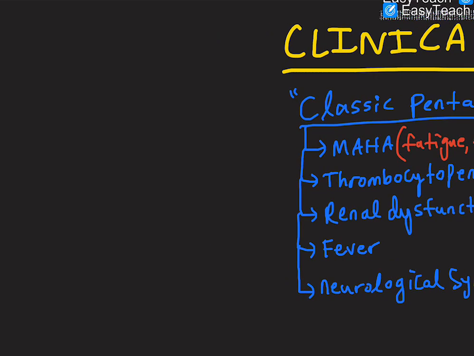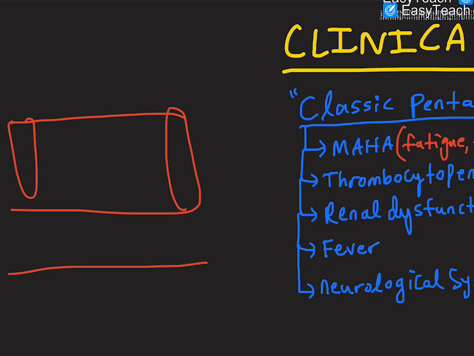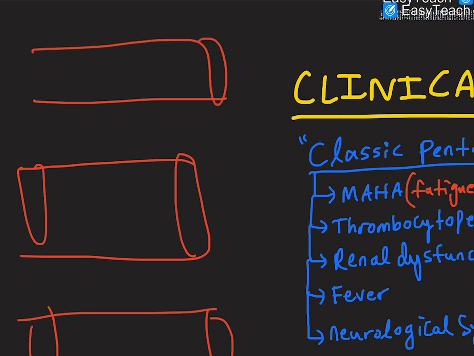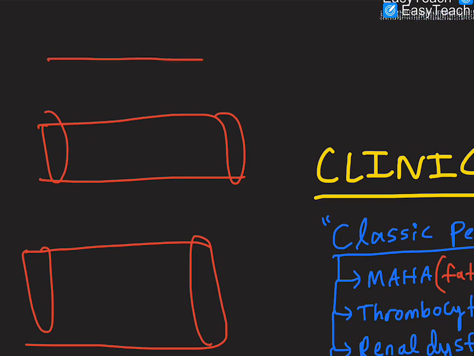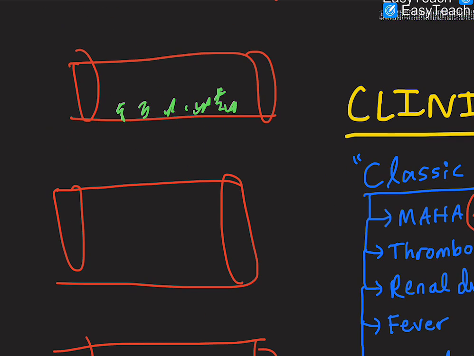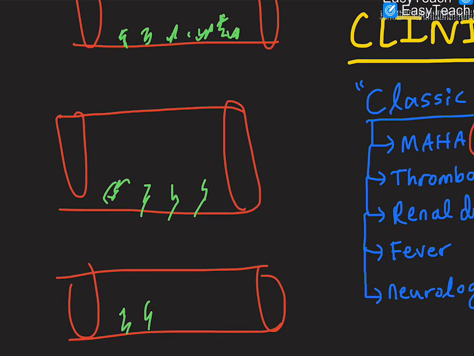Well, if you take your small blood vessels, you have many small blood vessels. Let's say these are all small blood vessels supplying your kidneys or your brain, for example. And I have a bunch of microthrombi here because I have large multimers of von Willebrand factor because I don't have ADAMTS13 to degrade it. So I have all these microthrombi, basically small clots forming in these small blood vessels.